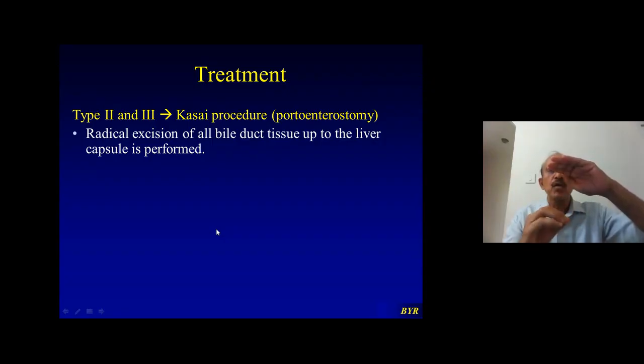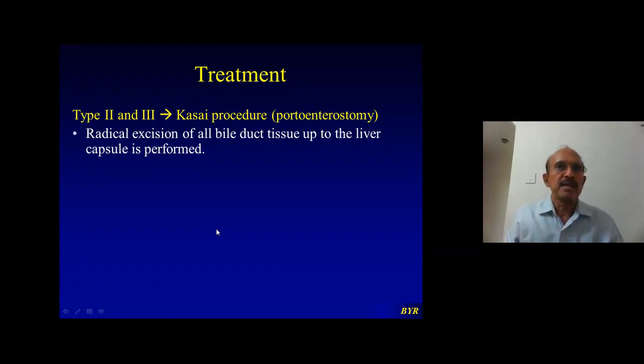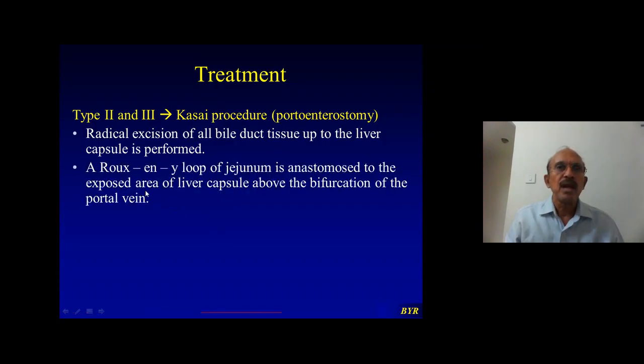So then you anastomose the Roux-en-Y loop to the dissected area of the porta hepatis. What you do here is radical excision of all bile duct tissue up to the liver capsule. A Roux-en-Y loop of jejunum is anastomosed to the exposed area of liver capsule above the bifurcation of the portal vein.